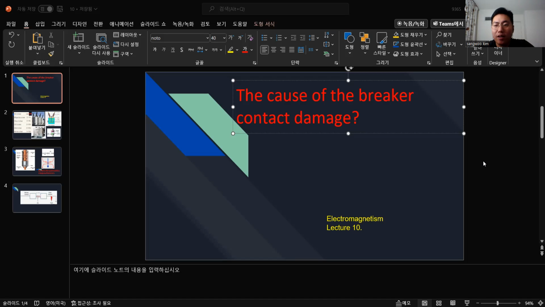So today, the subject is the cause of the breaker contact damage. Okay, let's see. The answer is magnetic force. But as I said, there are two ways, a positive and a negative way, right? So I will say negative magnetic force will damage the breaker's contact. Let's see more.